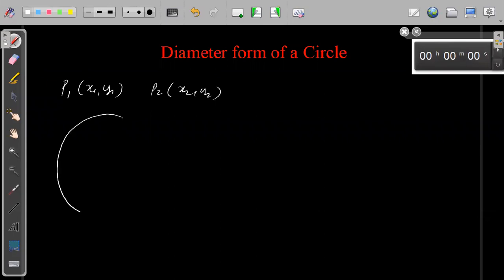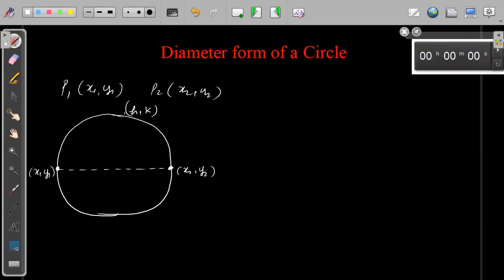Suppose there is a circle, and these 2 points are given to us. That means these 2 points are the endpoints of the diameter. Any point on the circle I can take as h comma k. So this is point x1, y1, and this is point x2, y2. Now, h comma k is any point lying on this circle, so we will find the locus of this point.